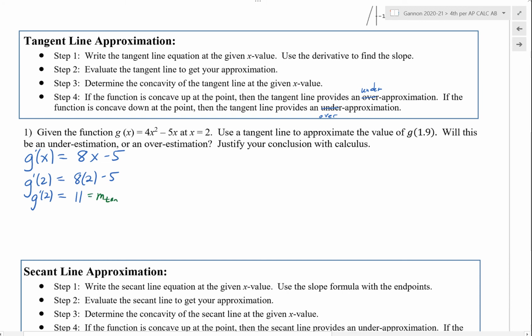Now the other thing we need to write the equation of a line is a point. We're given the x-coordinate, but we do still need to find the y-coordinate. So we need to calculate g of 2, which is 4 times 2 squared minus 5 times 2. 2 squared is 4. 4 times 4 is 16. So this is 16 minus 10, which is 6. So g of 2 is 6.